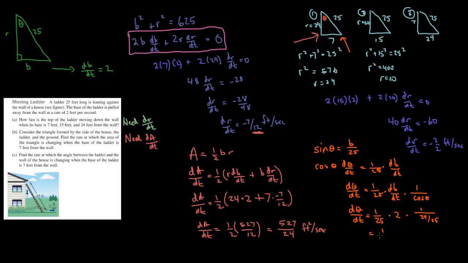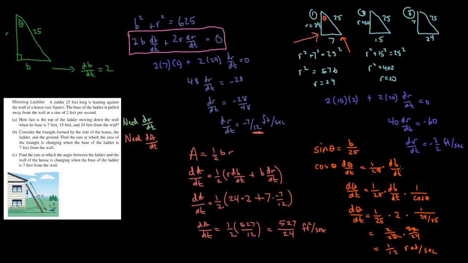So I'm going to have 1 over 25 times, actually, let's just go ahead and call that 2 over 25, times 25 over 24. So those 25s cancel out, giving us 2 over 24, or 1 over 12. That's a nice answer. Now, what are our units here? Well, we're talking about thetas, so it's going to be radians, and we're working in seconds here. So radians per second. There we are.